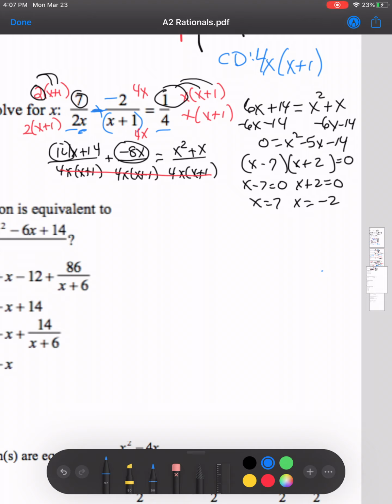Now, anytime you solve an equation that has fractions in it, you need to make sure that your answers do not cause undefined fractions. So if I plug a 7 into my original denominators, will I get a 0? No, so 7's fine. If I plug a negative 2 into either one of these denominators, do I get a 0? No, so that makes both of these answers good answers.